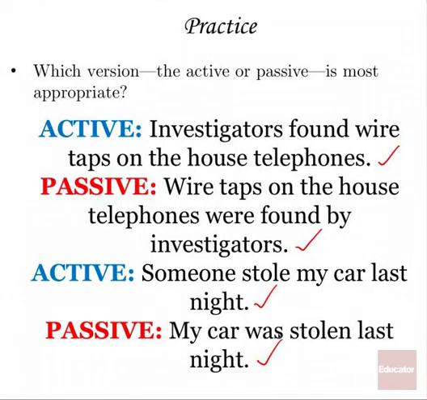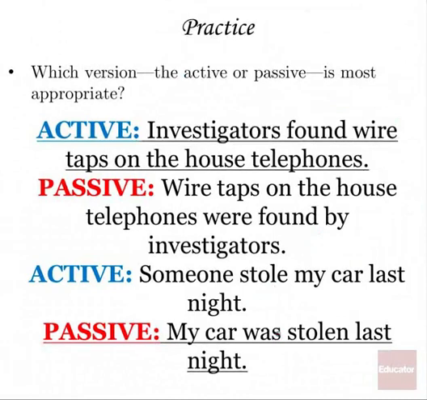Which one works? All right, investigators found wiretaps on the house telephones. Your clue here was partly the length. The passive voice version is longer, it's less concise. So we use the more concise, investigators found wiretaps on the house telephones. We know exactly who did it, and the focus is on the investigators and what they found. Active voice, in most sentences, that's what you're going to use.